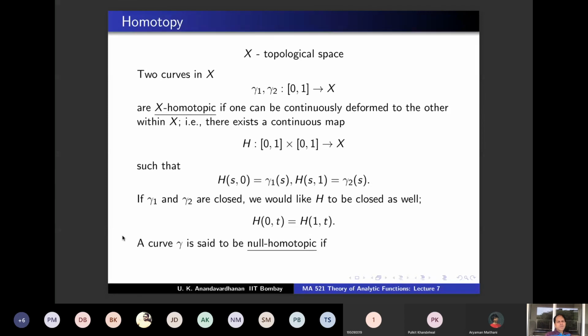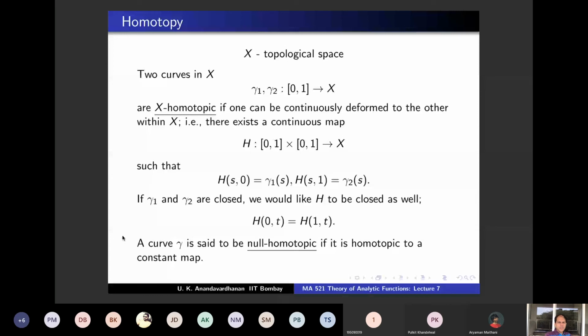Now we say that a curve gamma is said to be null homotopic. This reminds me, homologous to 0 is also called null homologous. Null meaning 0, right? So homologous to 0, some people say null homologous. And we say that gamma is said to be null homotopic if it is homotopic to a constant path. A constant map is also a curve. If gamma and the constant map z1, let us say, are homotopic, then we say that gamma is null homotopic.